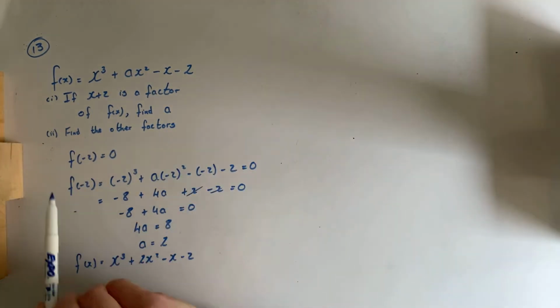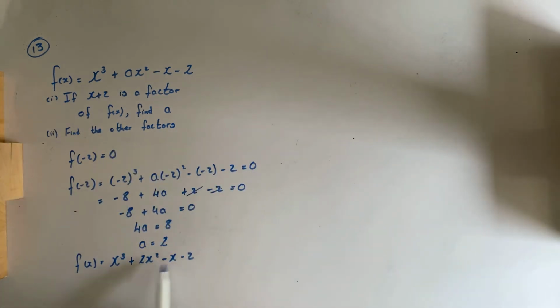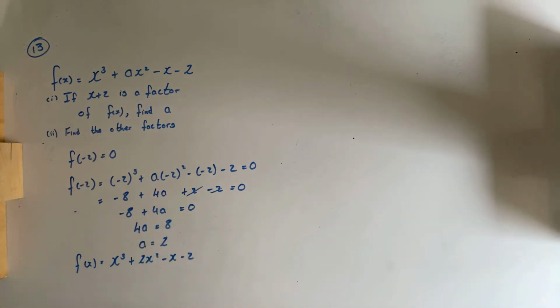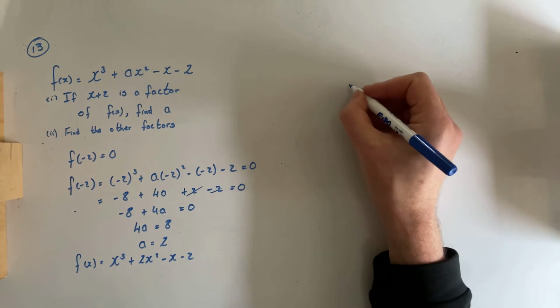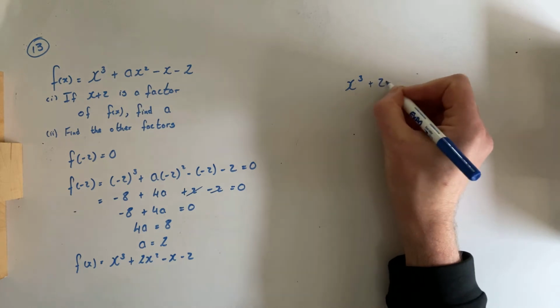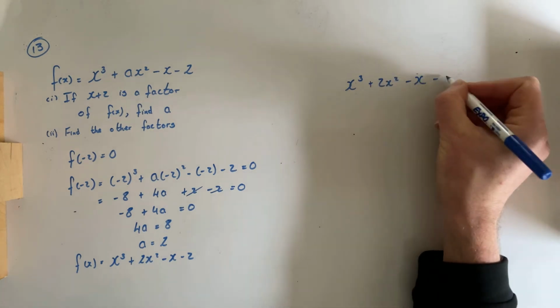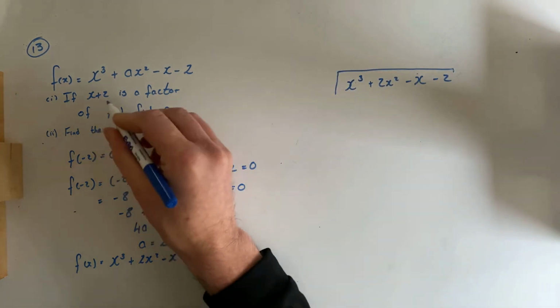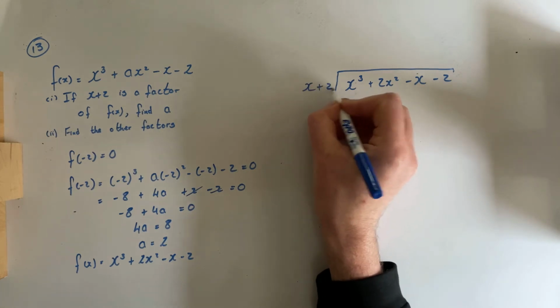To find the other factors, what I'm going to do is divide my cubic function by x plus 2. If I divide this cubic function by this linear factor x plus 2, then I will end up with a quadratic function which I will then factor in order to find the other two factors. So my function x cubed plus 2x squared minus x minus 2, I'm going to divide this by the one factor that I have, x plus 2.